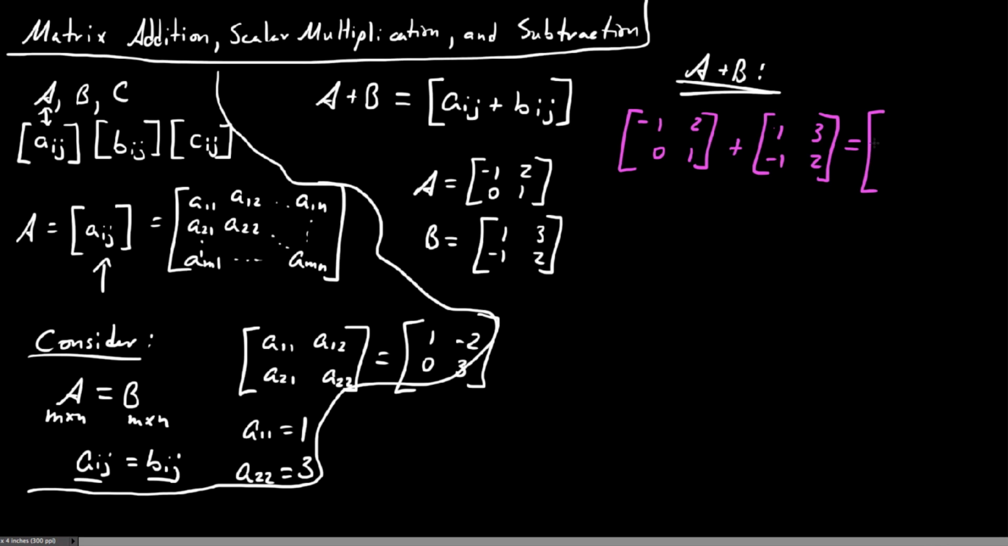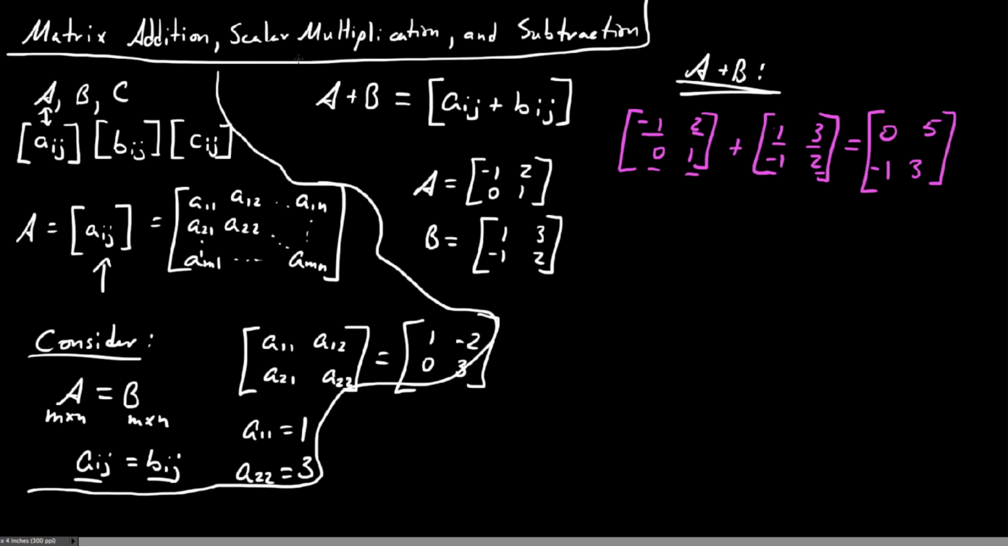We get this new matrix that would just be -1 plus this +1, and give us 0 in this spot, or 2 plus 3, the element in the first row, second column of each matrix, add those, you get 5, okay? 0 plus -1, of course, is -1, and then 1 plus 2 is 3. So simple enough. I mean, matrix addition is pretty elementary, okay?